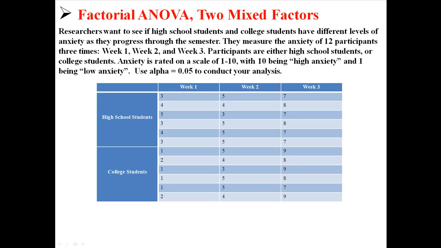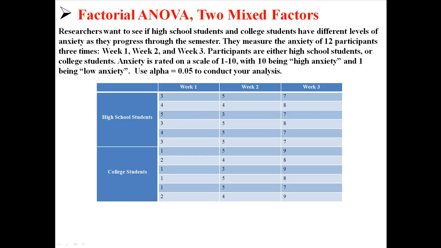So here is my question. Researchers want to see if high school students and college students have different levels of anxiety as they progress through the semester. They measure the anxiety of 12 participants at 3 times, week 1, week 2, and week 3. Participants are either high school students or college students, and anxiety is rated on a scale of 1 to 10, with 10 being high and 1 being low. Use alpha of 0.05 to conduct this analysis.